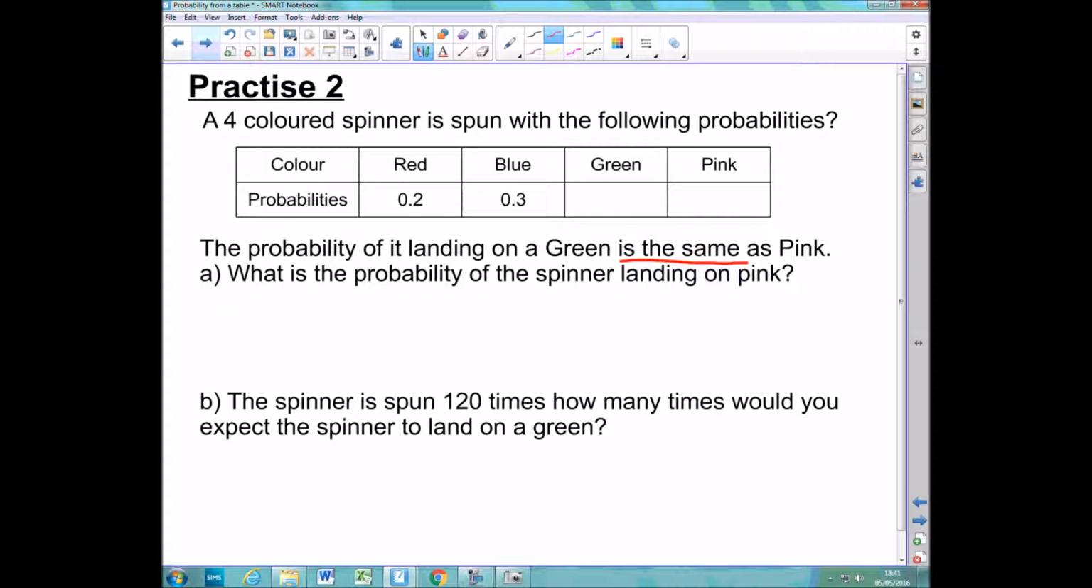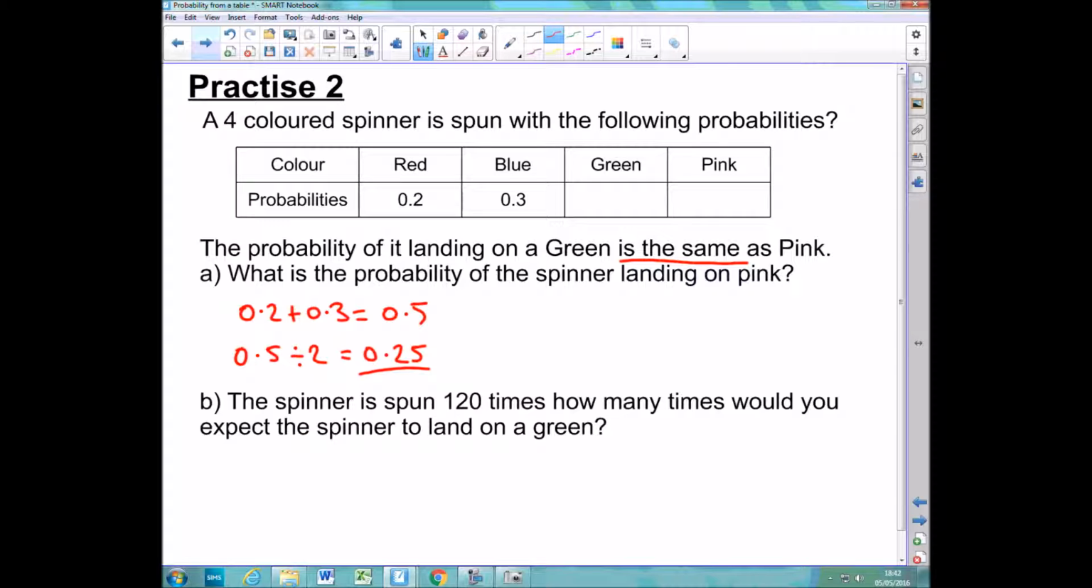Well, again, we need to find out what these two values are that are going to add up to 1. So we've got 0.2 and 0.3, which add up to 0.5. So I know that green and pink must add up to 0.5, and I know that they're the same, so all I'm going to do is divide it by 2. Dividing 0.5 by 2, I get 0.25. So the probability of it landing on a pink, as well as landing on a green, is 0.25.